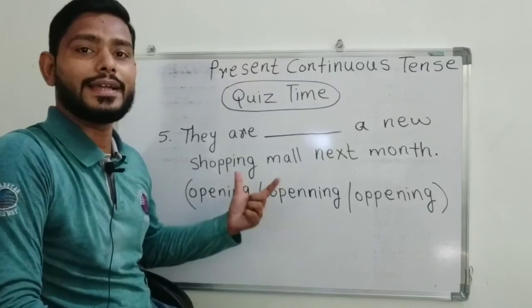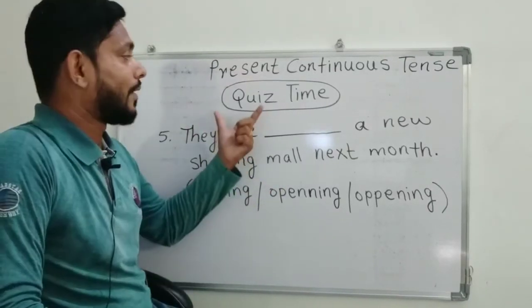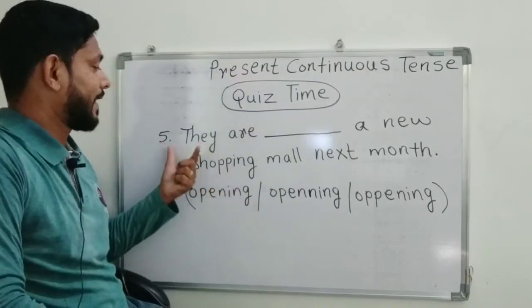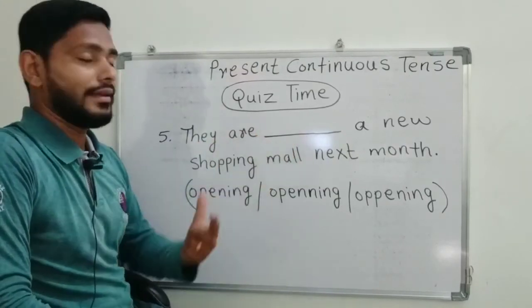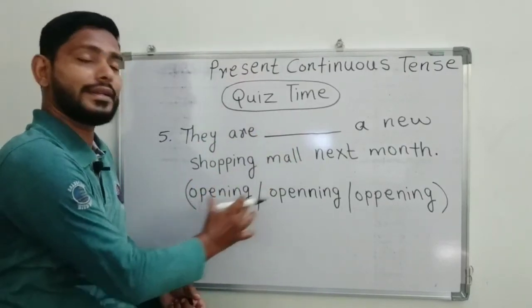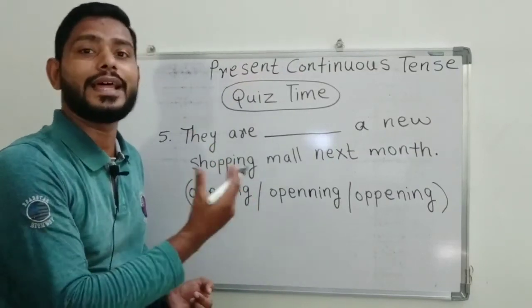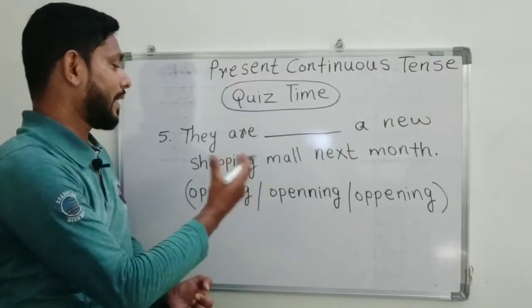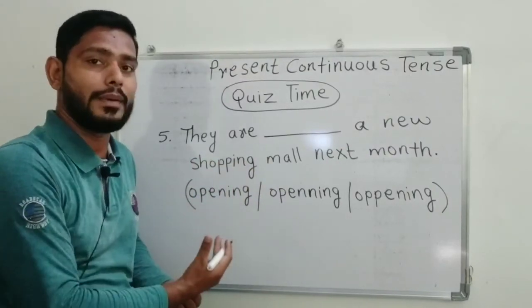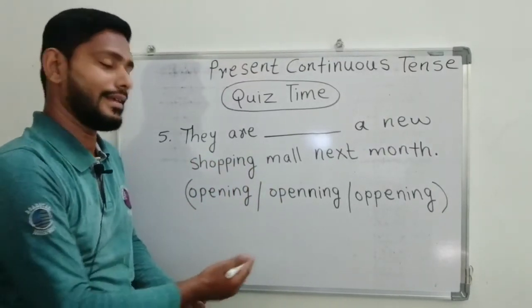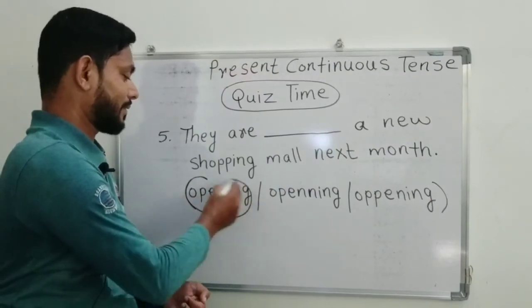And here is the last question for you on quiz time. They are, and the spelling is given in three options. You will have to choose the correct one based on the rule that we have learned. They are opening a new shopping mall next month. What may be the correct spelling? Yes, here is the correct one.